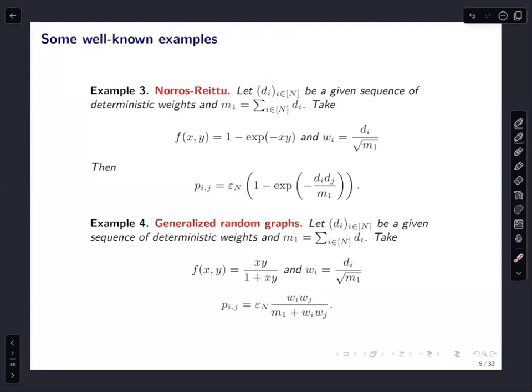And another is what is called generalized random graphs. So let d_i be again the same kind of thing, and f(x,y) is now again a nice bounded function, xy by 1 plus xy, and weights are d_i by square root of m_1. And then again you can form the p_ij's in this way. So these are four examples.